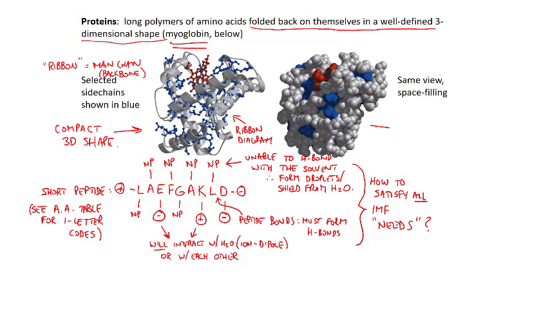So the reason that these compact three-dimensional structures form is that this is the way to maximize the satisfaction, if you will, of all of our different groups in terms of their free energy. In other words, it's a minimum of free energy. Everything forms the best possible intermolecular forces that it can when the molecule is folded up into this structure. Now, what we're going to do now is take a look at how these structures actually form.